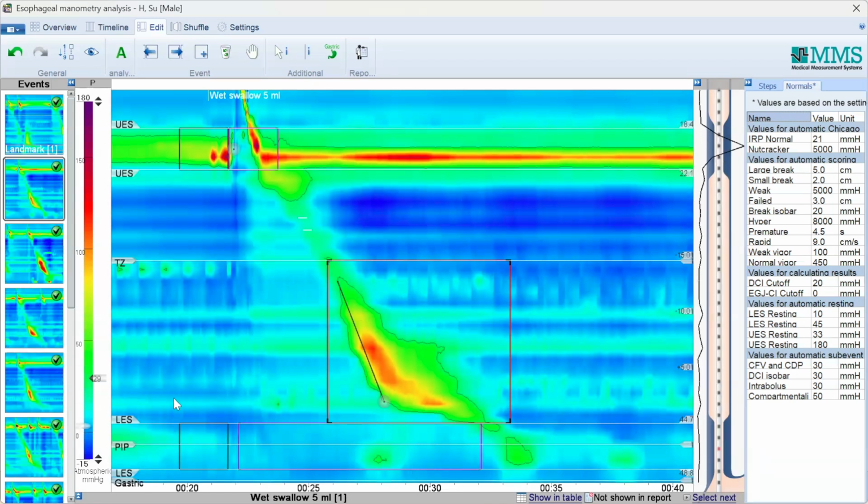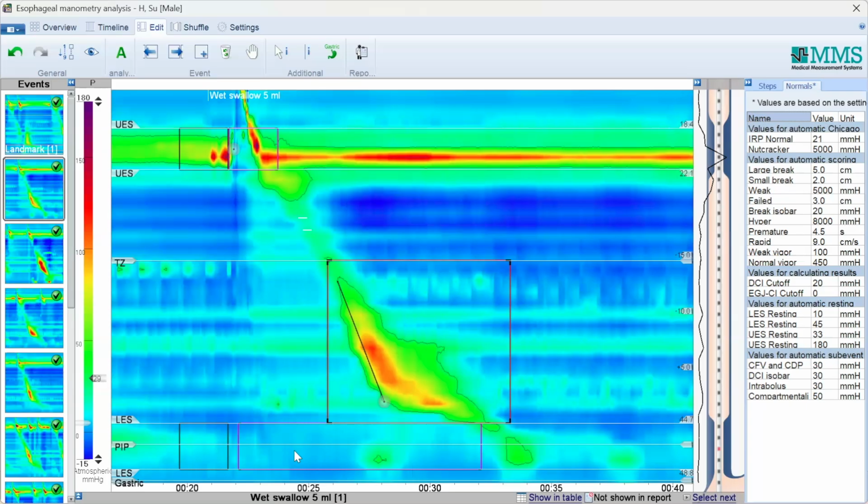If the IRP is abnormal, maybe in the next episode we will present how achalasia looks. And if the IRP is abnormal and if there is no peristalsis, that means it's maybe achalasia type 1. If there is pressurization, what we call pan-esophageal pressurization, that means it's achalasia type 2.